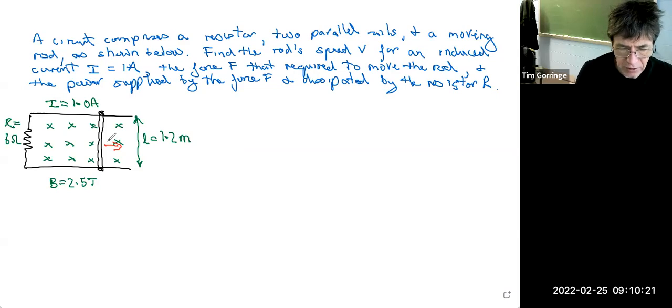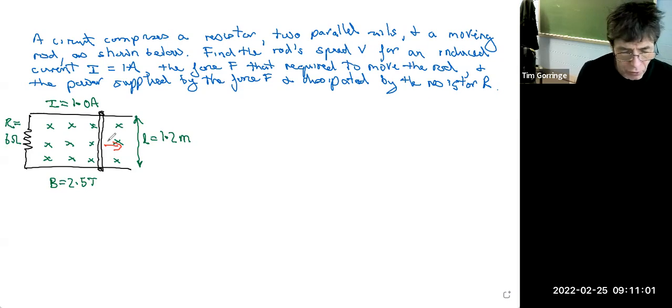So in this particular problem, we're actually asked to work out a number of things. We're asked to figure out the speed of the moving constant motion rod. We're asked to figure out the force that we have to apply to move that rod at that constant speed. We're asked to figure out the power that we supply to the circuit by exerting that force. And we're also asked to figure out the power that's dissipated by the resistor due to the current flowing through the resistor. So there's a whole series of interesting questions there.